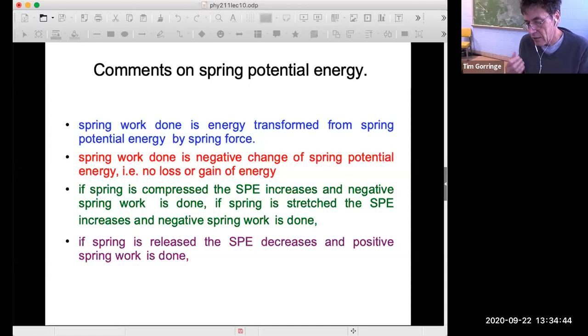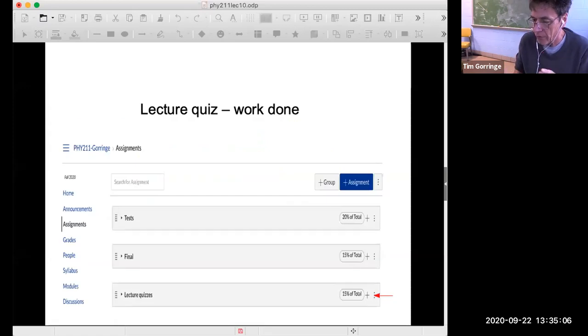So that's a little different from gravity, and it's because the gravitational potential energy just depended on the elevation, but the spring potential energy depends on the square of the compression or the stretch. So that's an important difference between spring potential energy and gravitational potential energy. Now let me go on to an example problem. But first I want to do a quiz.